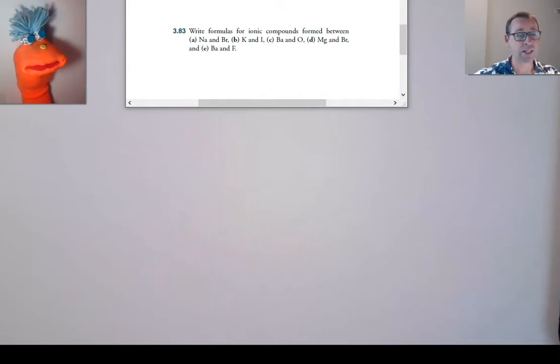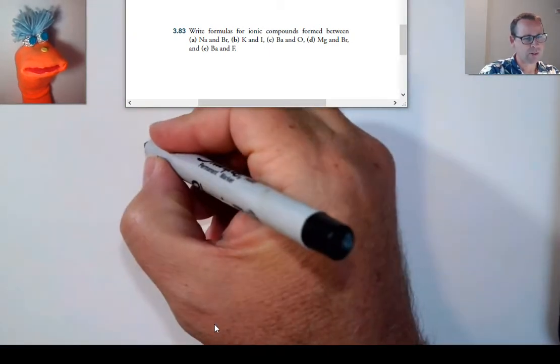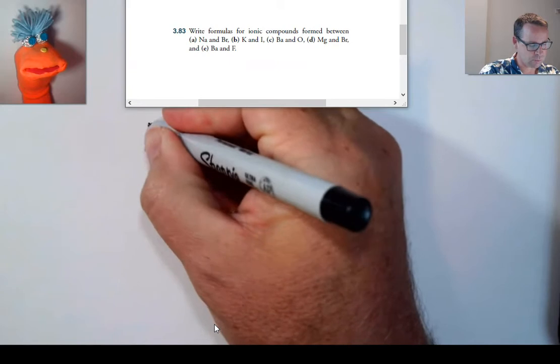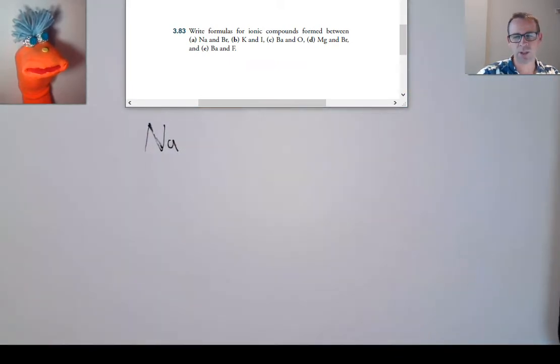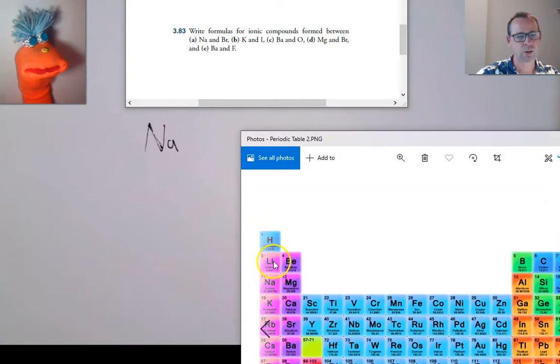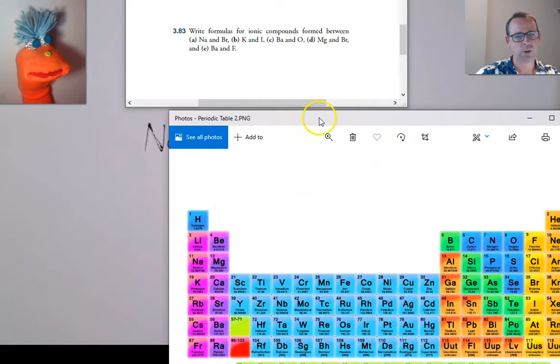All right, so now we're going to write the formulas for the ionic compounds that form between sodium and bromine, potassium and iodide, barium and oxygen, magnesium and bromine, and barium and fluoride. To do this, we need to look at the periodic table and know what kind of ion sodium wants to form. Can you tell by looking at the periodic table what kind of ion sodium wants to form?